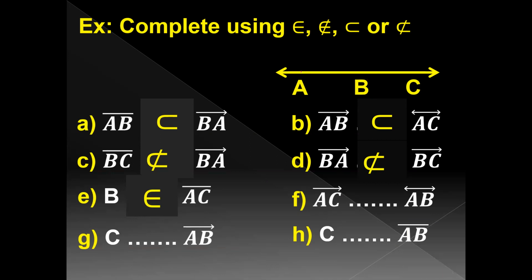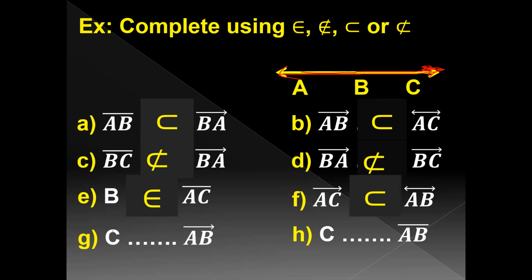AC ray, the starting point is A. So this is the AC line segment, and the AB straight line, all the straight line that we have. So AC is a subset of AB straight line.